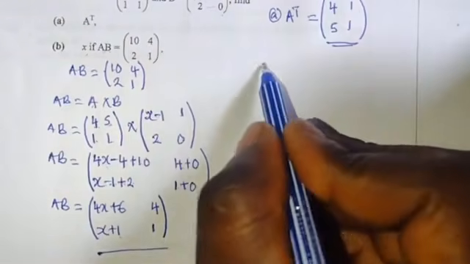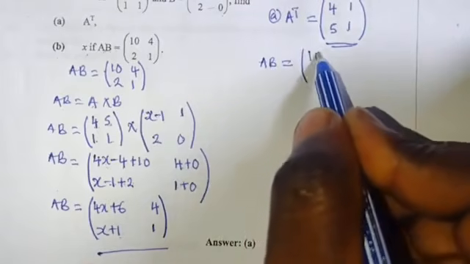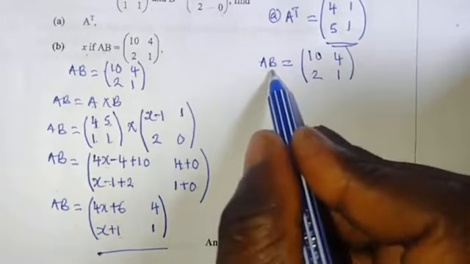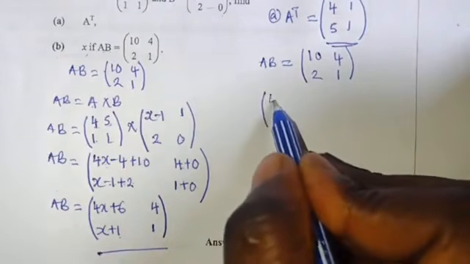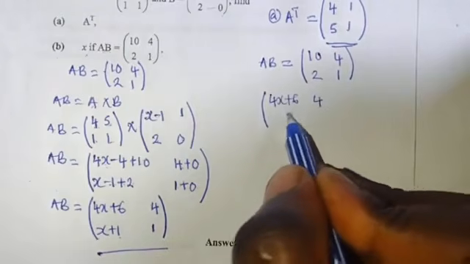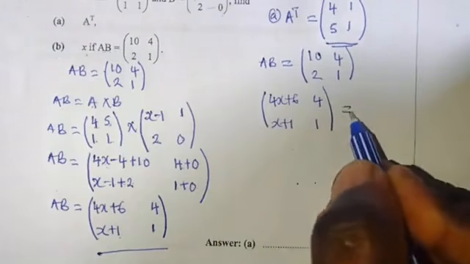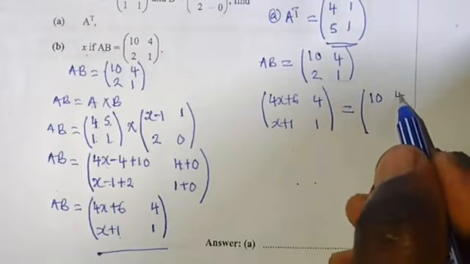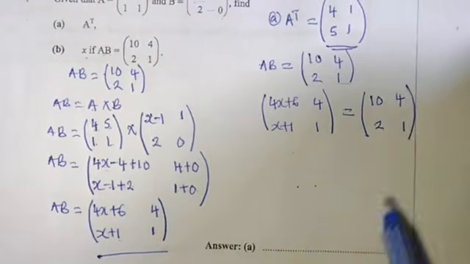So the question said AB is equal to this matrix 10, 4, 2, 1. So where there is AB, you need to put the matrix for AB, which is this one right here, 4x plus 6, then 4, x plus 1, then 1, equal to this matrix right here, because they said AB is equal to this matrix. Okay, so I hope it's clear, you are following.